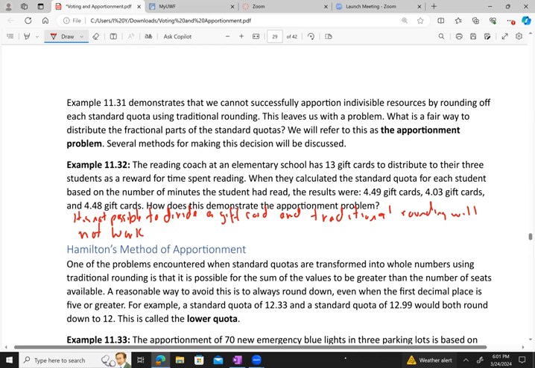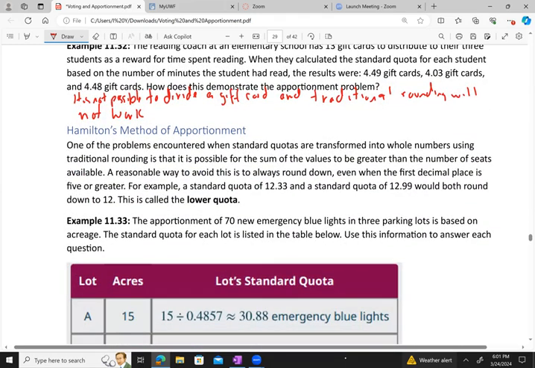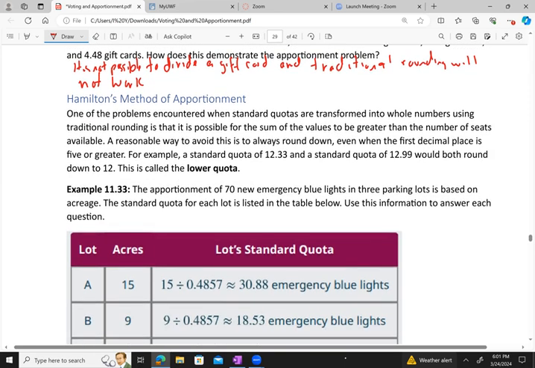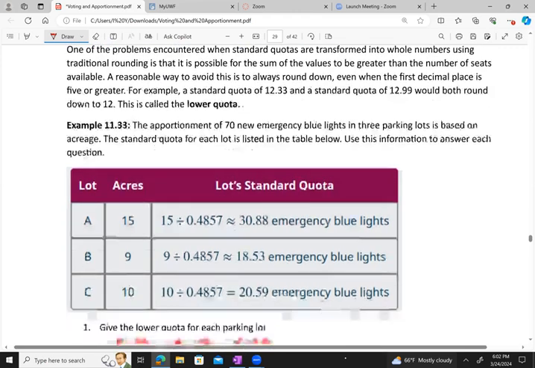Now, the first method we're going to look at is called Hamilton's method of apportionment. One of the problems encountered when standard quotas are transformed into whole numbers using traditional rounding is that it is possible for the sum of the values to be greater than the number of seats available. The reasonable way to avoid this is to always round down, even when the first decimal place is 5 or greater. For example, a standard quota of 12.33 and a standard quota of 12.99 would both round down to 12. This is called the lower quota.